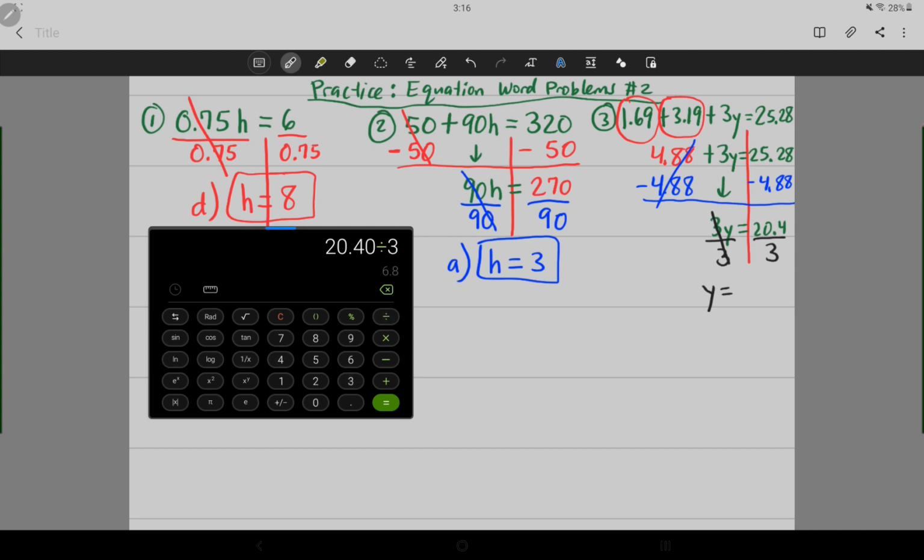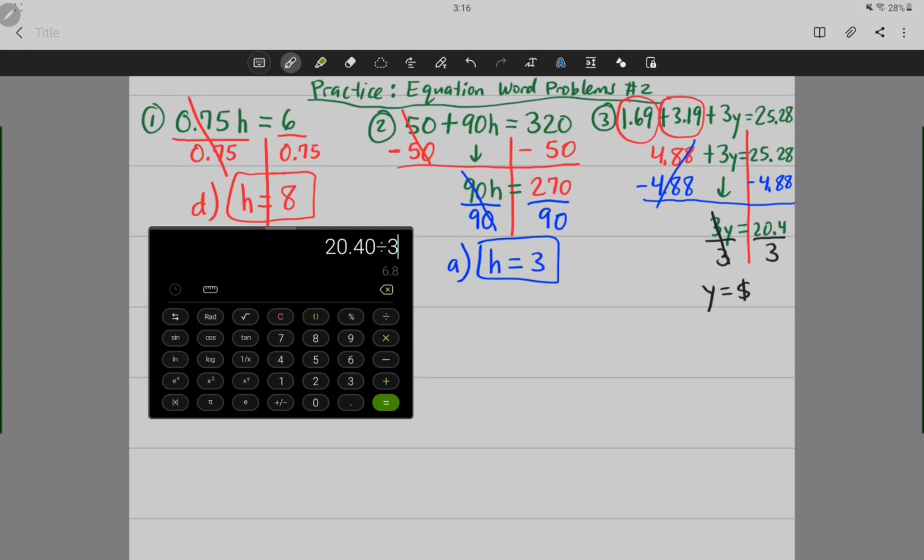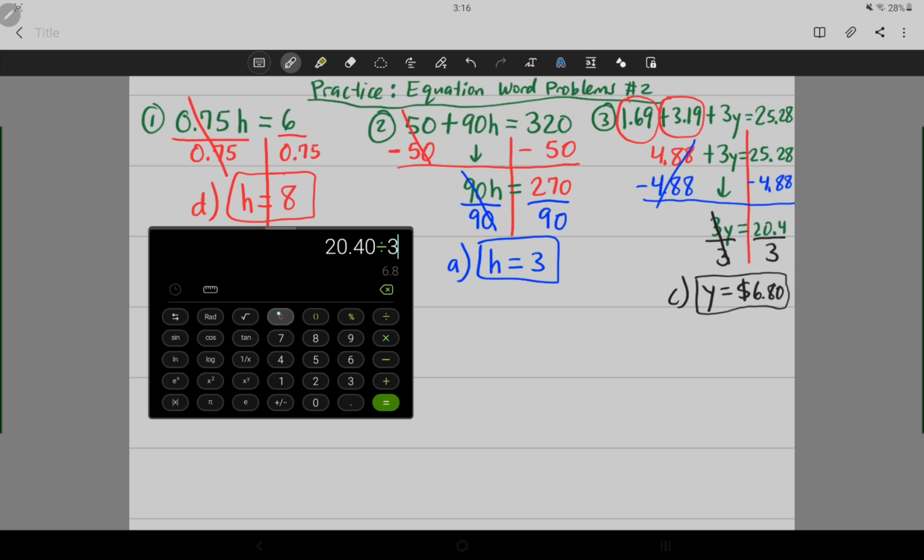$20.40 divided by 3 gives us $6.80. It says 6.8, I know, but we want to put 80 because it's money. And when we're dealing with money, we need dollars and cents. Cents gives you 2 digits behind the decimal place, so we put the 0. So each sandwich is $6.80, which is choice C.